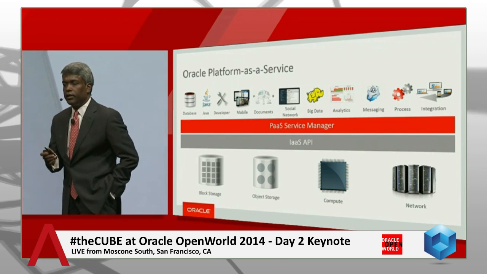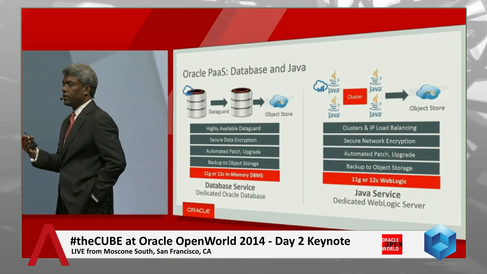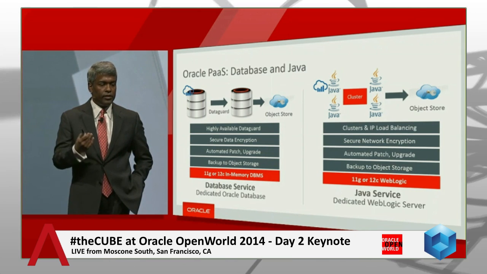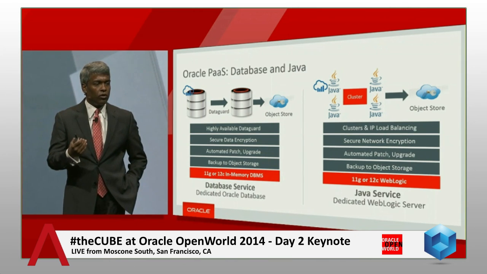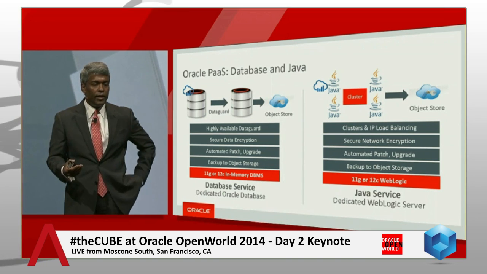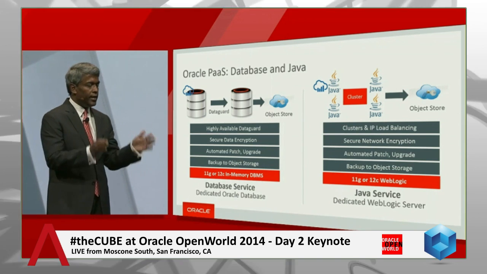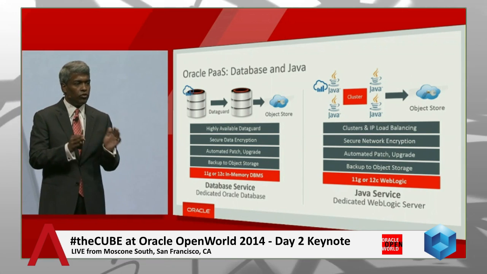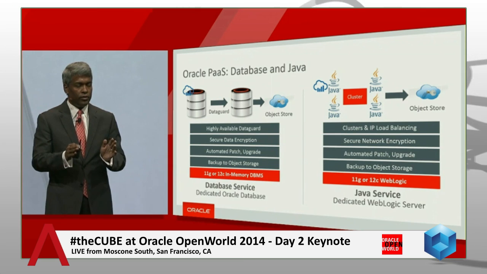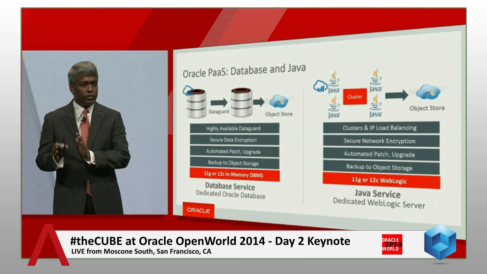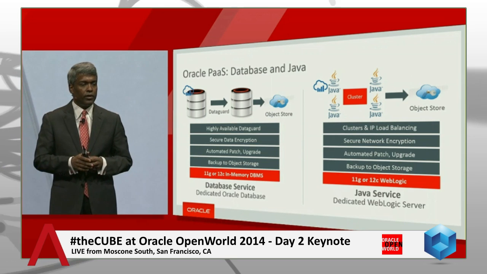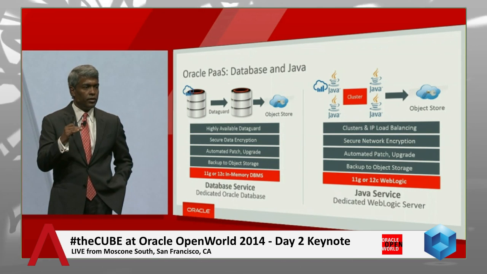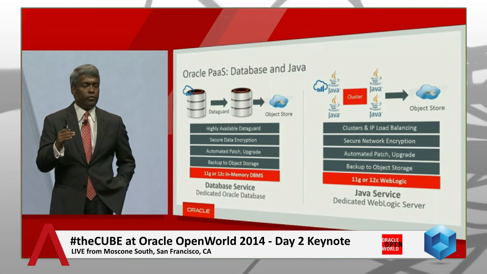I'm going to start with database, what we're doing for application developers. So we're introducing two new services, the Oracle Database Instance Service and the Oracle Java Cloud Service. Each of them gives you a dedicated instance. So you get a dedicated Oracle database instance, either 11 or 12. And you similarly get a dedicated WebLogic server instance, either 11 or 12. What we've done with it is give you the ability to use our software without having to do all the work to operate the software.